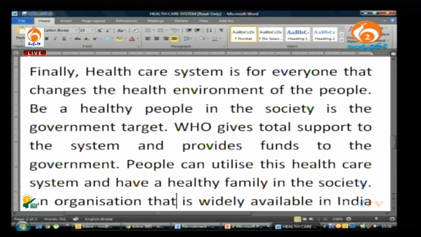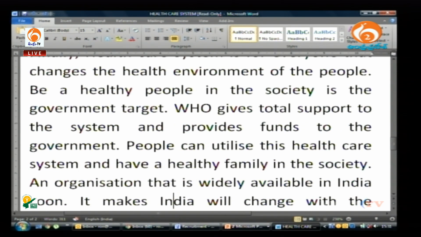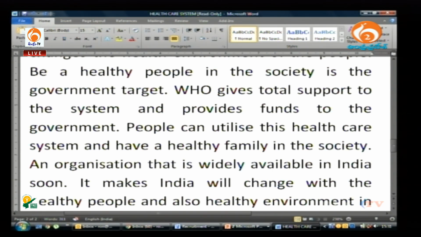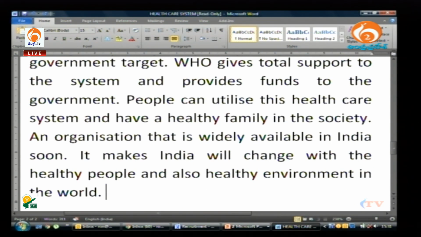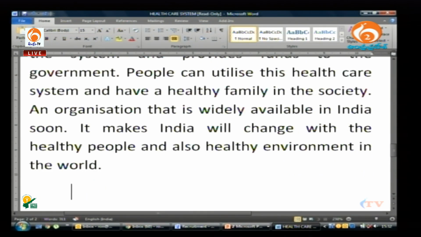WHO gives total support to the system and provides funds to the government. People can utilize this healthcare system and have a healthy family in the society. An organization that is widely available in India soon. It makes India will change with the healthy people and also healthy environment in the world.